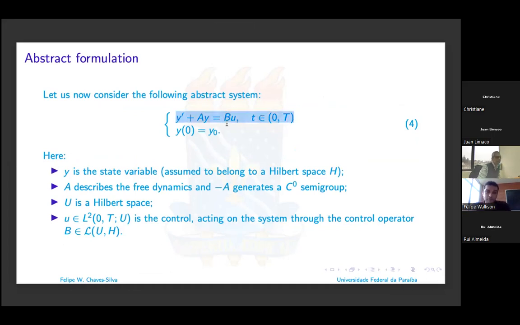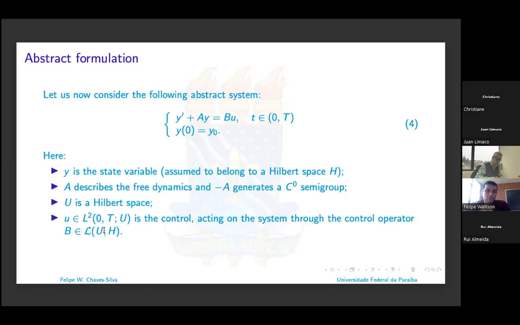Y' + AY = BU. So it's quite general. A, in principle, is just, minus A is just the generator of a C0 semigroup, okay? But in particular, it can be a matrix or whatever. B is a control operator, which is supposed to be linear. In principle, it can be bounded or unbounded, as you see at the end. Okay, there is no problem.